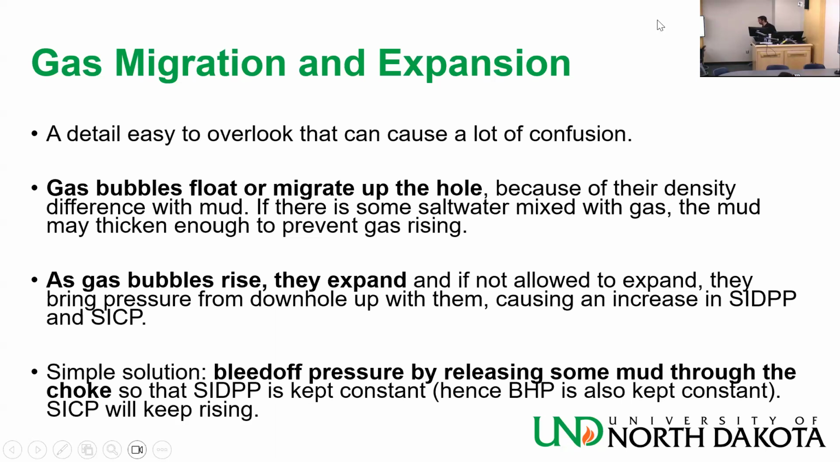Simple solution, what I just said. Bleed off pressure by releasing some mud through the choke so that SIDPP is kept constant, and hence BHP is also kept constant. SICP will keep rising, and this is what you need to be comparing with MASP all the time. It needs to always stay below MASP. Never should you have SICP bigger than MASP.